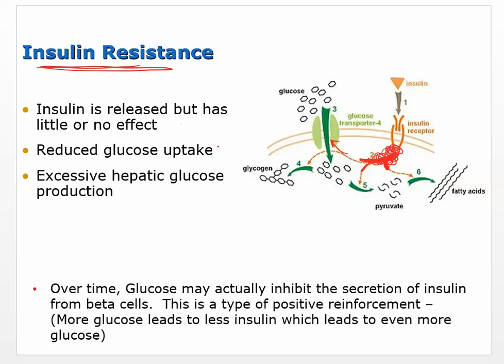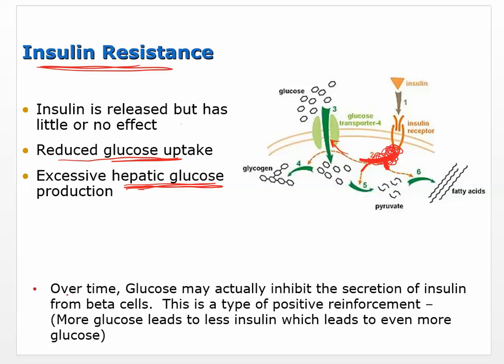For whatever reason, the insulin is released, and the insulin may bind, but it won't have the effect. So there's a reduction in glucose uptake, and then one of the effects of insulin is to decrease gluconeogenesis in the liver. So if you remember back to the effects of insulin, it's supposed to stop the production of more glucose. Well, it doesn't have that effect either, and so even more glucose is being made by the liver.